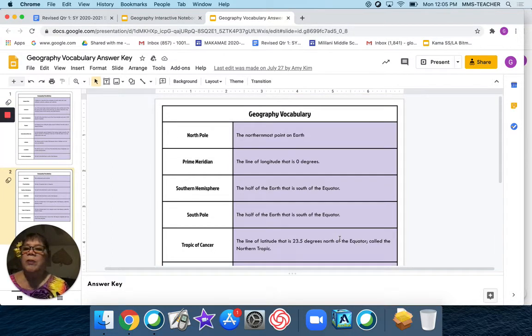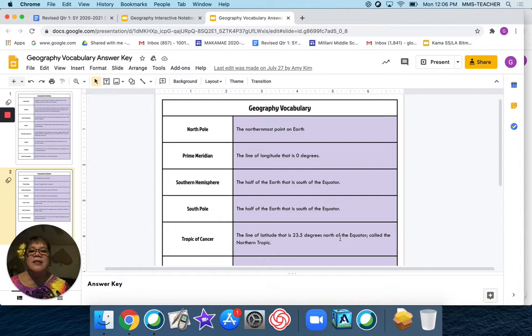Okay, North Pole. The northernmost point on earth. I repeat, the northernmost point on earth. Prime meridian. The line of longitude that is 0 degrees. Southern hemisphere. The half of the earth that is south of the equator. South Pole.